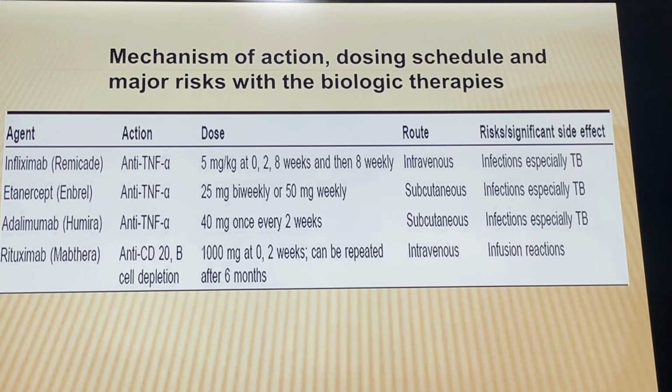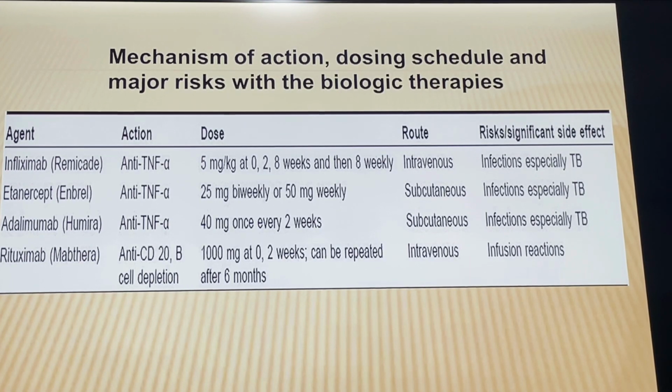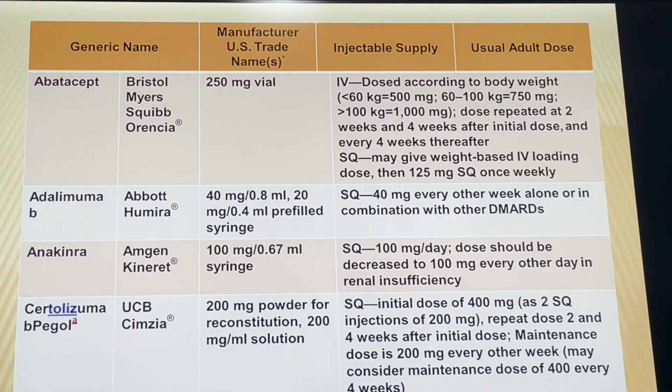Risks I have already told you, infections especially tuberculosis. So before initiating these biologicals, we get 3 tests done. One is Mantoux, the second one is QuantiFERON Gold, and the third one is the CT test, to rule out any latent tuberculosis. So there are different drugs.